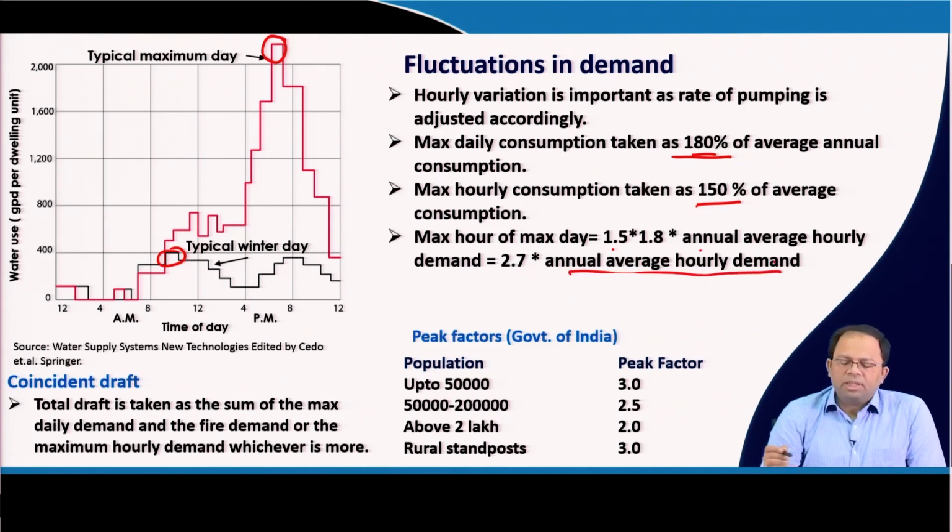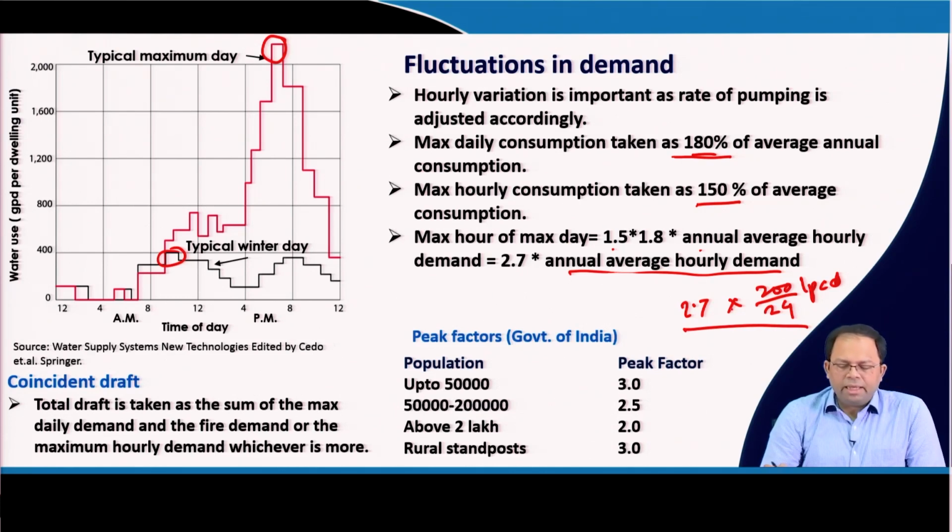So, if the urban area has an average annual demand of 200 liters per capita per day, then we divide it by 24. So this is per hour, this is the average demand. Now we multiply it by 2.7 to get the maximum hourly demand for the maximum hour of the maximum day. So this is how we determine the maximum demand.